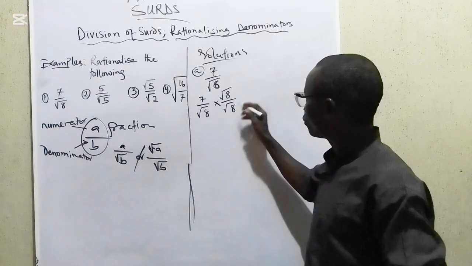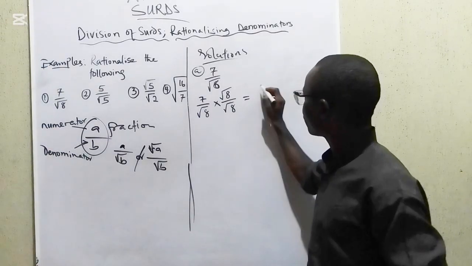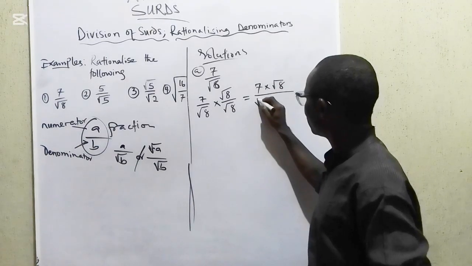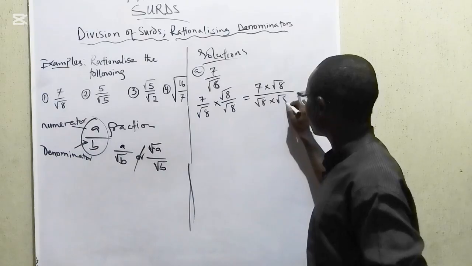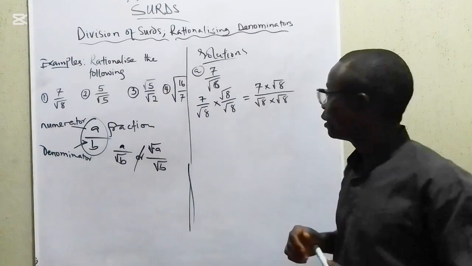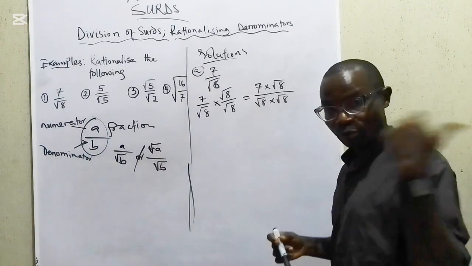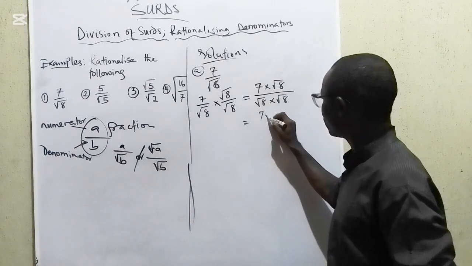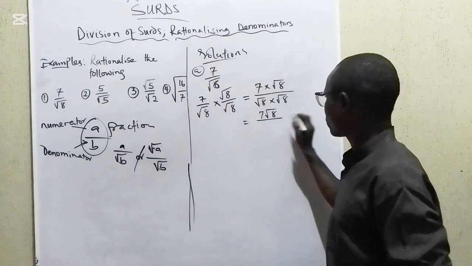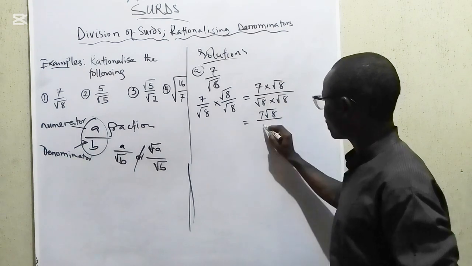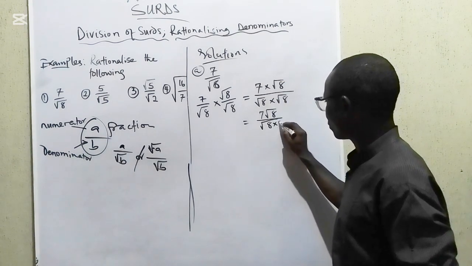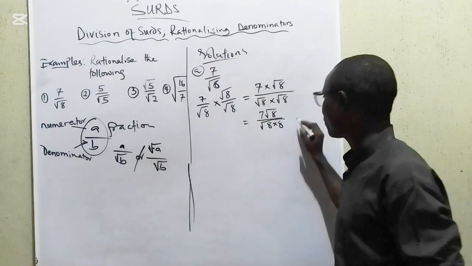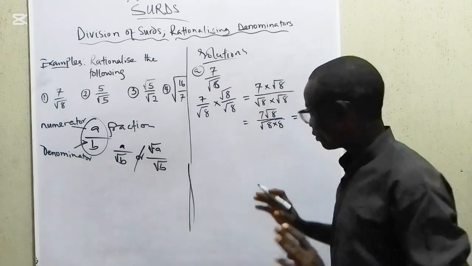Now, by doing this, what will happen is you're going to have 7 times root 8 all over root 8 times root 8. Okay? If you check the previous videos, this will mean 7 root 8. Of course, you can extend this to make it root 8 times root 8, which is root 8 times 8. And 8 times 8 is what? 64. I'll take all the steps gradually, don't worry.